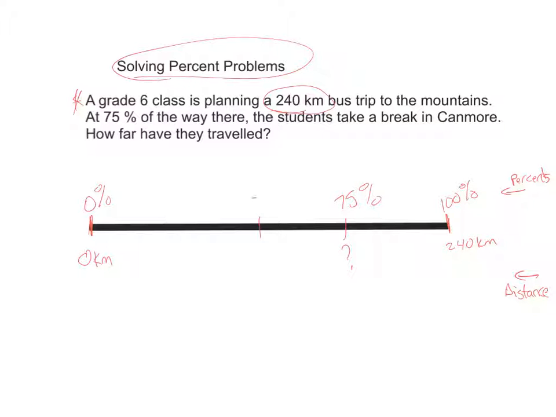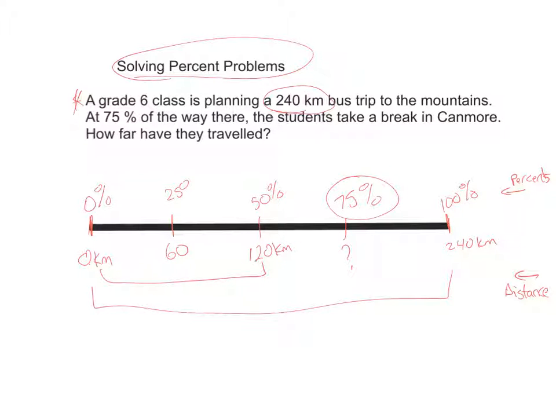Well, there's a couple ways you can do this. One way is you can think of 50% as half. So what's the halfway mark between 0 and 240 kilometers? Half of 240 is 120 kilometers. Then you might be able to half it again. So if 0 to 120 is 50%, half of 50% is 25%, and half of 120 kilometers is 60. So the question is, what is 75%? You can see we're going up by 25%.